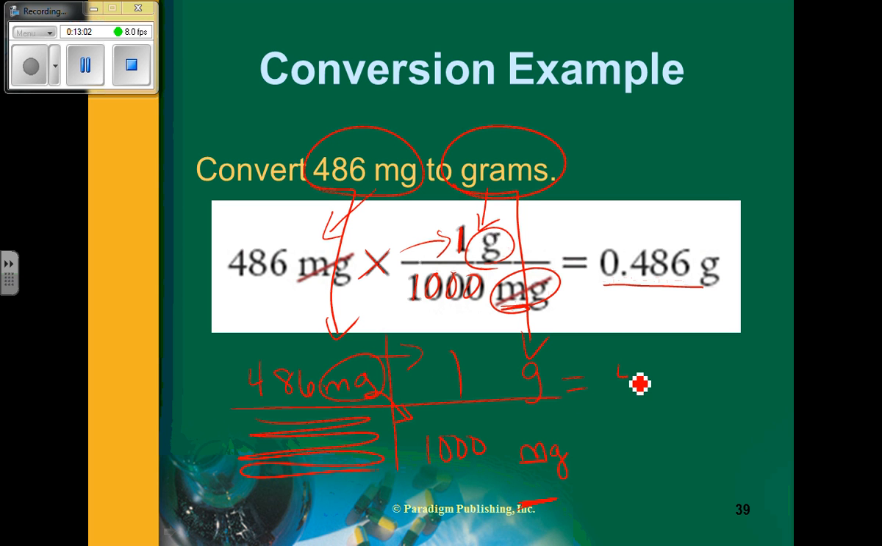486 times 1 is 486. Nothing times 1,000 would be 1,000. Then you divide 486 by 1,000 and you get 0.486. So it's actually the same way they're doing it here, but I think when you have this number in between, it's confusing. I like to set it up this way, so I'm just multiplying the two numbers across, multiplying the two bottoms across, and then I divide.